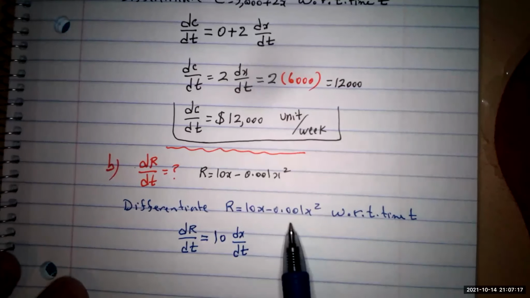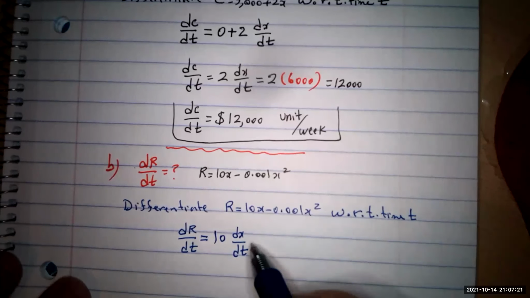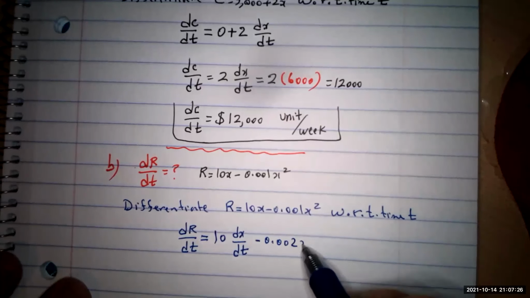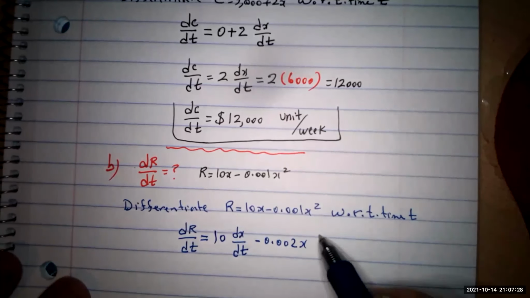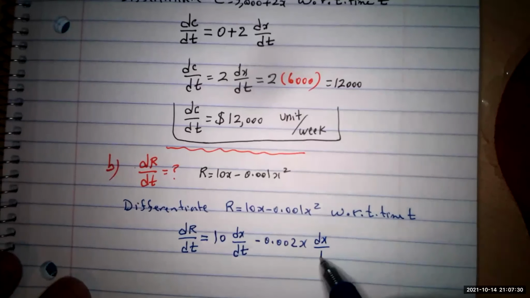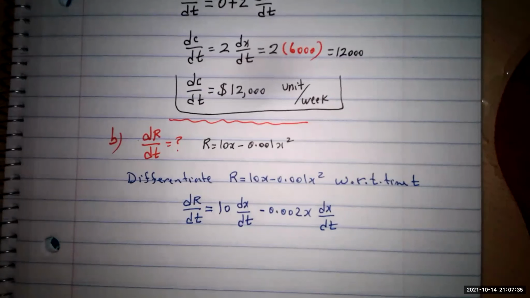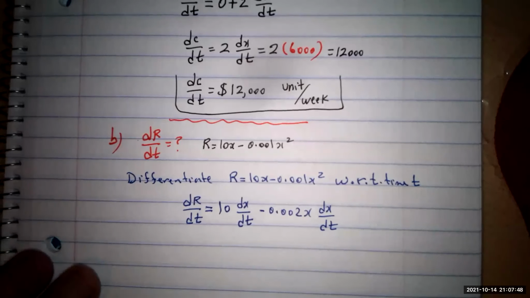Over here, use the power rule. It's going to be 2 times 0.001, so it's going to be minus 0.002x. That's the derivative. But you multiply by the rate of the x, dx/dt. It's like the chain rule. You always multiply by u prime, if you like, to get these numbers. Question? Now substitute.